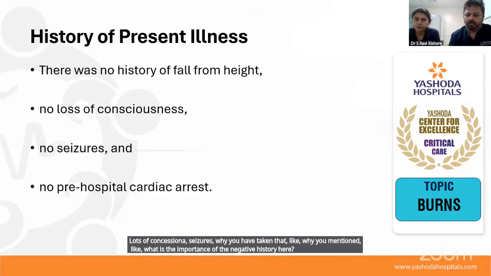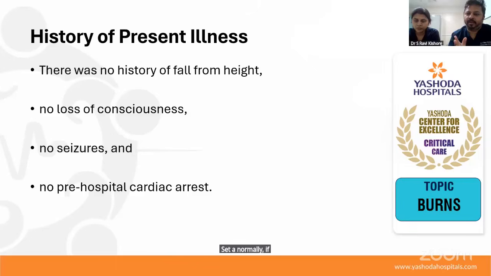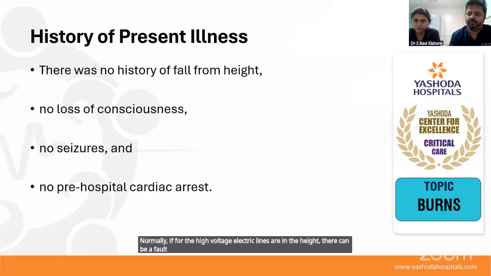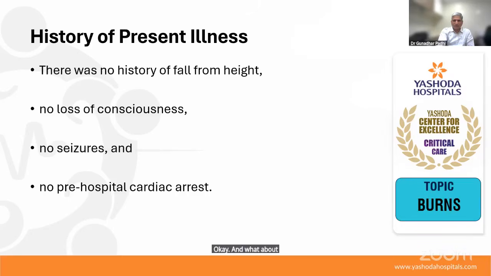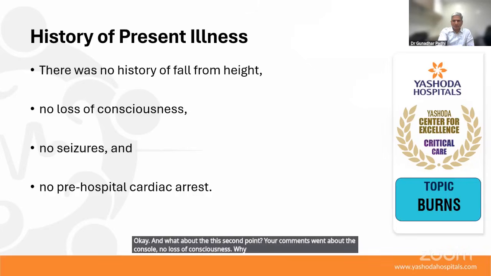Sir, normally if the high voltage electric lines are at height, there can be a fall of the patient from the height, and there can be a traumatic head injury and loss of consciousness. Cervical spine injury can also be suspected, sir, in such cases. Okay. And what about this second point? You have mentioned no loss of consciousness. Why is the person unconscious? What does it indicate particularly in case of electrical injury? And about seizure also?